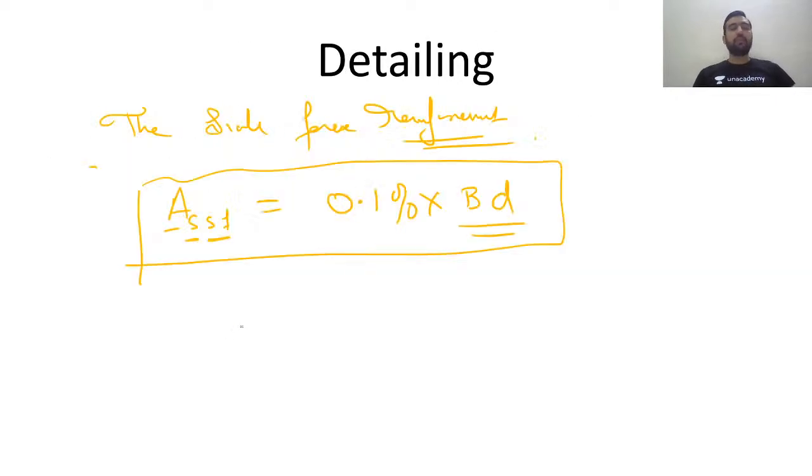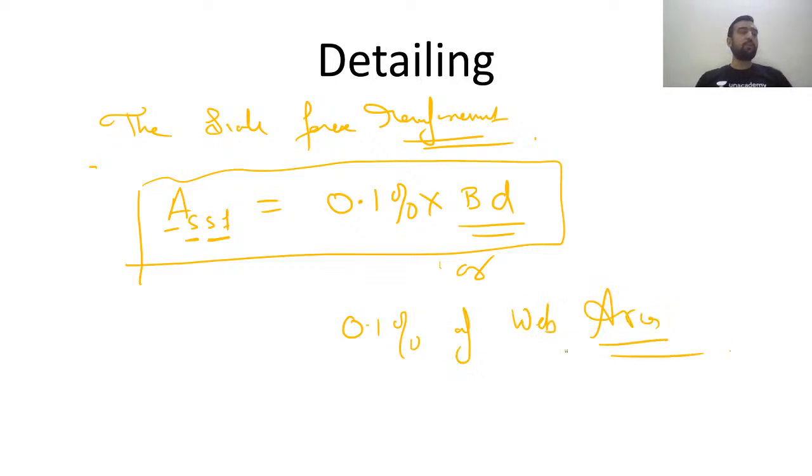So this is the side face reinforcement. And one more interesting fact: side face reinforcement is always to be provided symmetrically. For example, suppose the 0.1% of BD, also called 0.1% of web area, or you can say the effective area. Okay.